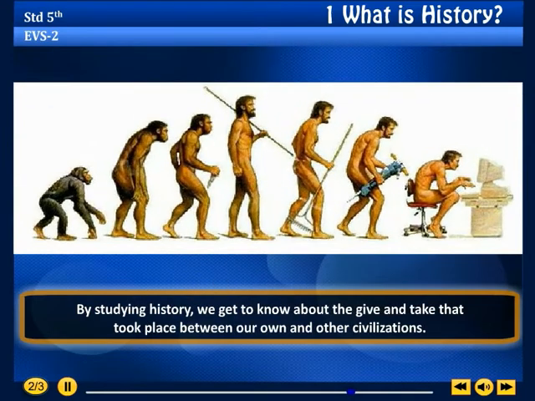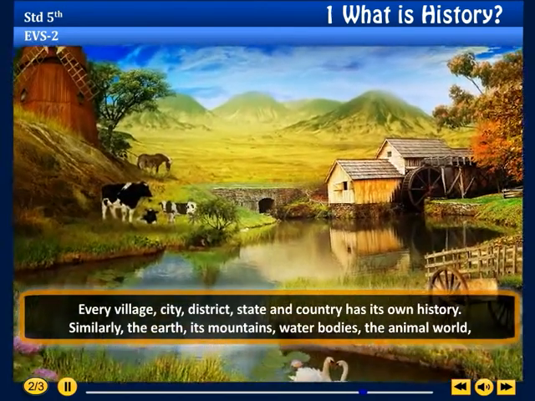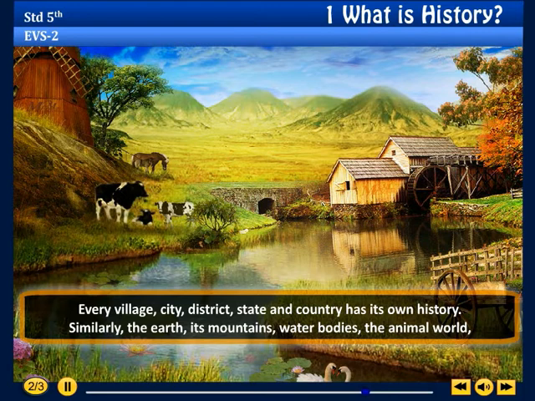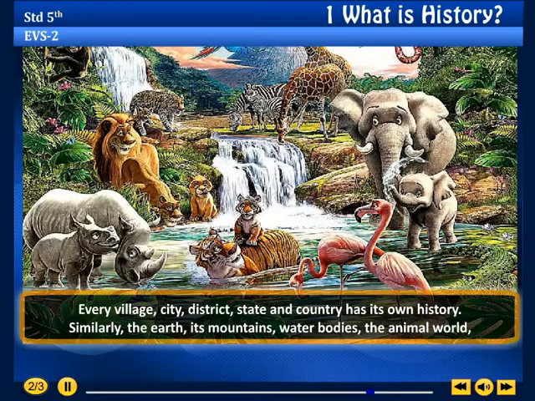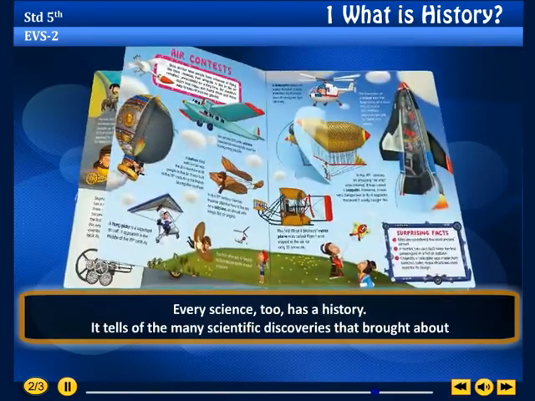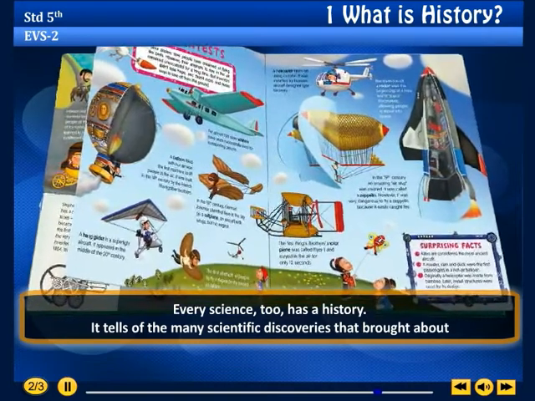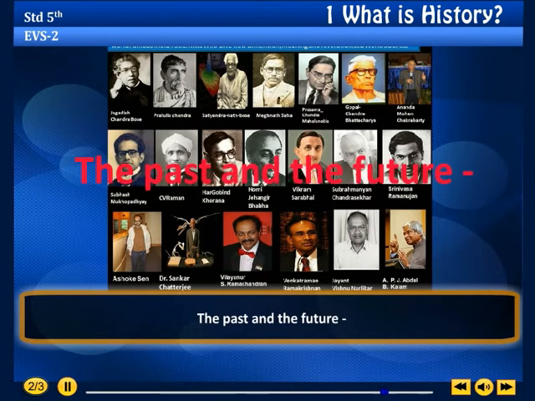By studying history, we get to know about the give and take that took place between our own and other civilizations. We learn about the progress of human civilization. We also understand how people's way of life went on changing. Every village, city, district, state and country has its own history. Similarly, the earth, its mountains, water bodies, the animal world, mankind, all have their own history. Every science too has a history. It tells of the many scientific discoveries that brought about important changes in human civilization and of the scientists who made those discoveries.